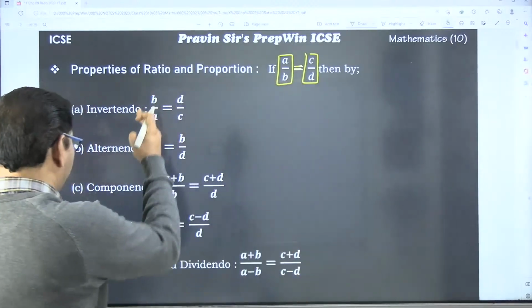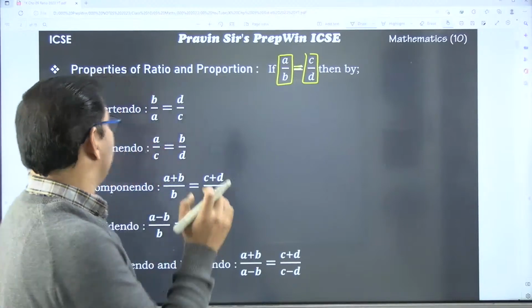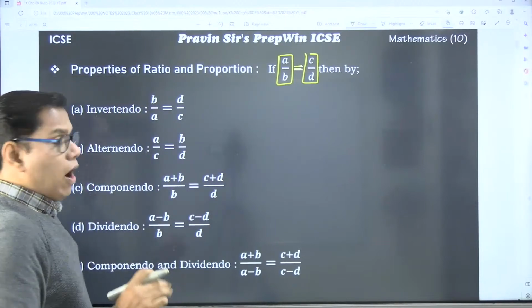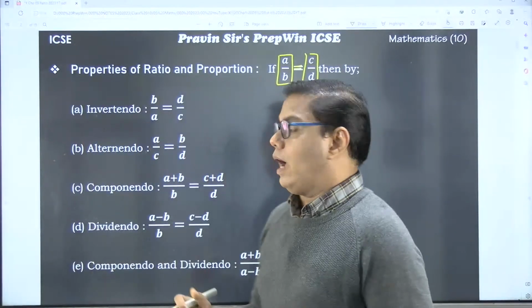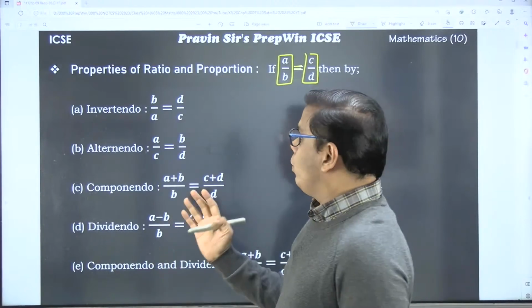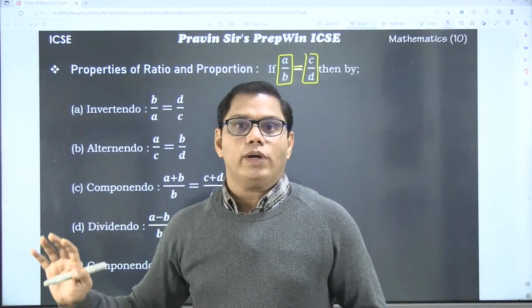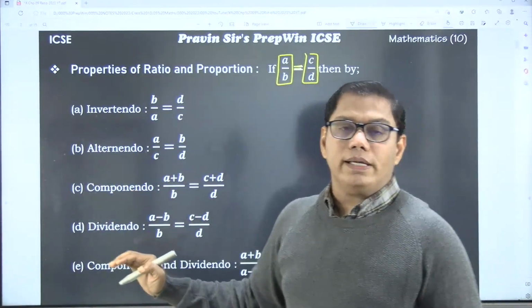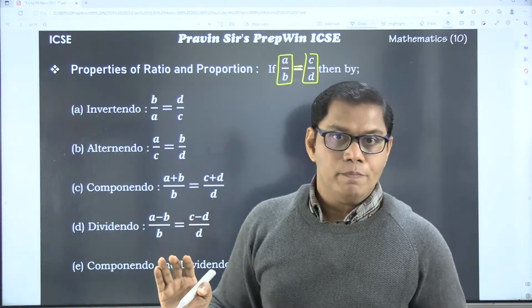There are 5 properties. Property number 1 is invertendo. Property number 2 is alternando. Property number 3 is componendo. And property number 4 is componendo and dividendo. You should be thorough with this property.